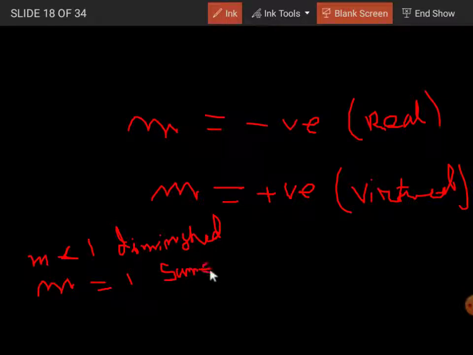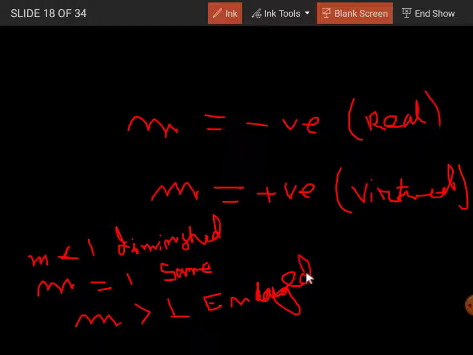Same size means size of the image will be same as that of the object. And if the numerical value of m is greater than 1, that means it represents enlarged. That means the size of the image will be more than that of the object. So try to remember this. This is very important, and this will be utilized again in the case of lens also.